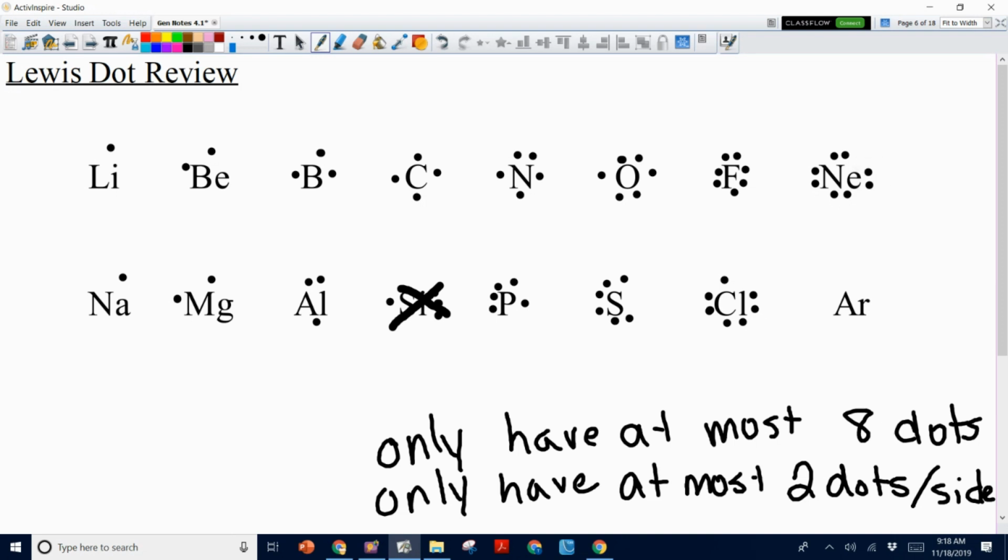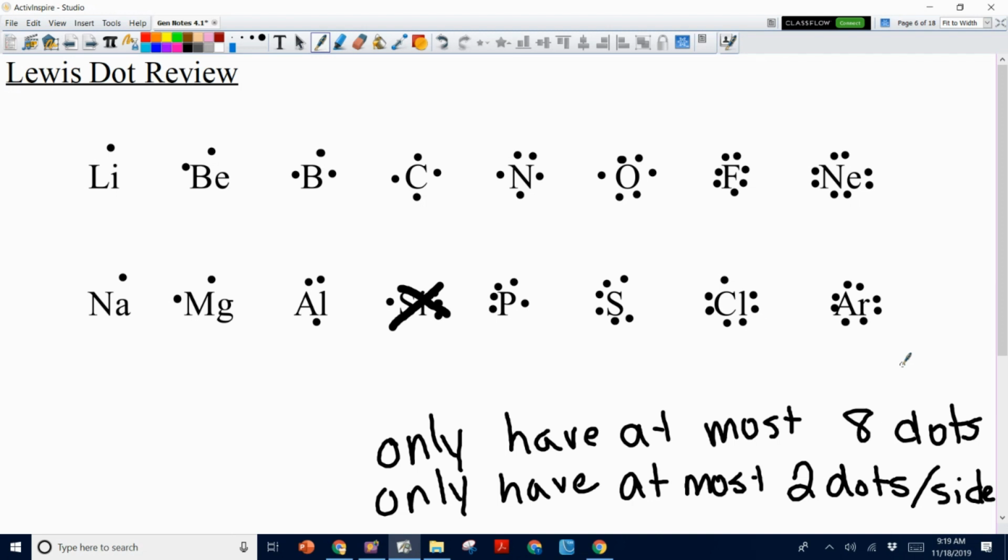Okay, so these are your noble gases that have that valence shell filled. Both the s and p orbitals are filled with a maximum number of electrons, so you have 8 dots. Now, you can only have at most 8, so never, never, never put more than 8 dots around a symbol.